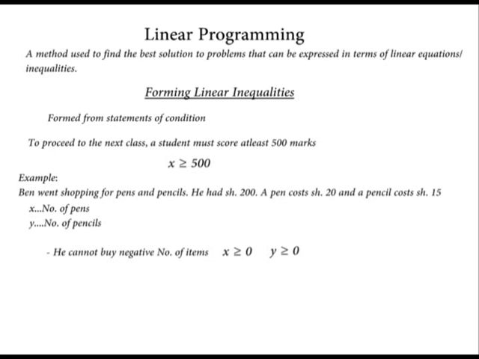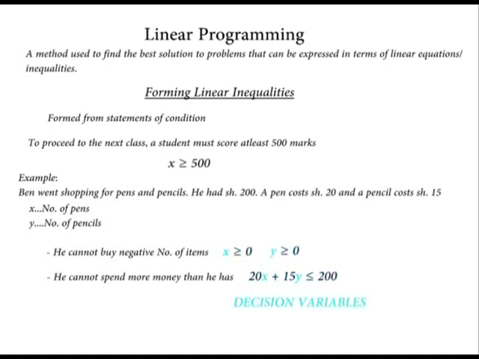Next inequality. Ben cannot spend more money than he has. Whatever number of each item he chooses to buy, he will spend either all the 200 shillings or less. Given that each pen costs 20 shillings, if he buys x number of pens, that will give us 20x, plus each pencil costs 15 shillings. If he buys y number of pencils, we shall have 15y, and that should be less or equal to 200. These inequalities are called constraints. They are basically restrictions or conditions.